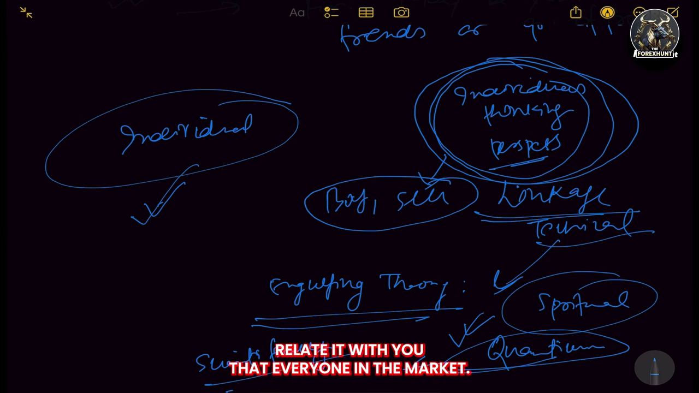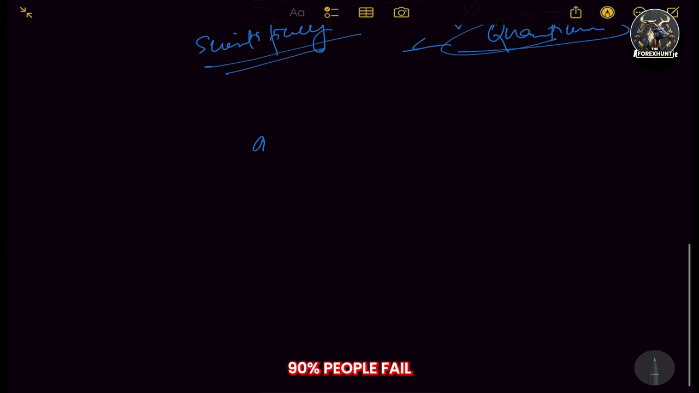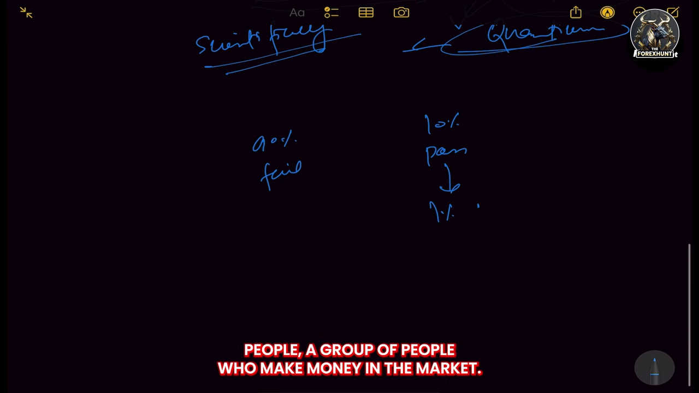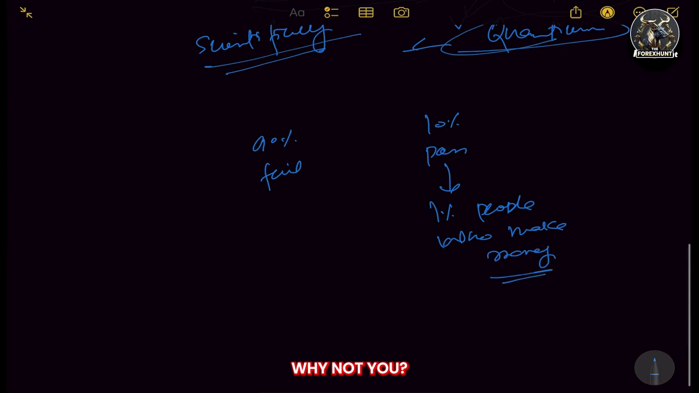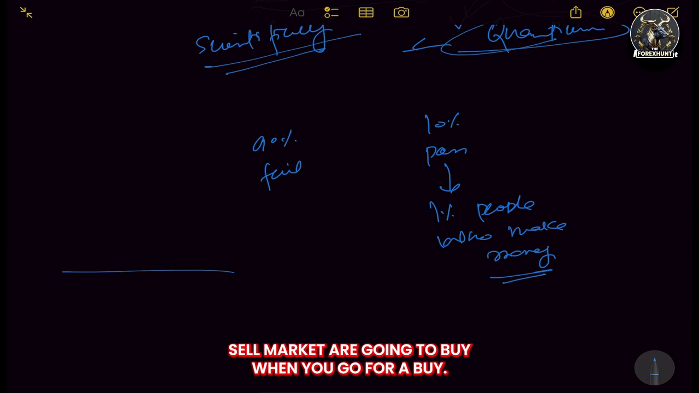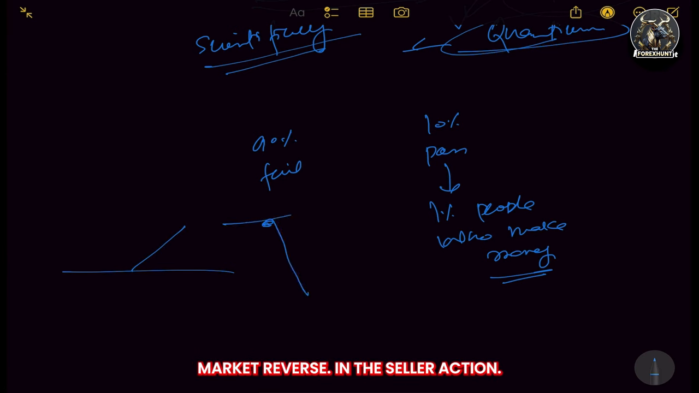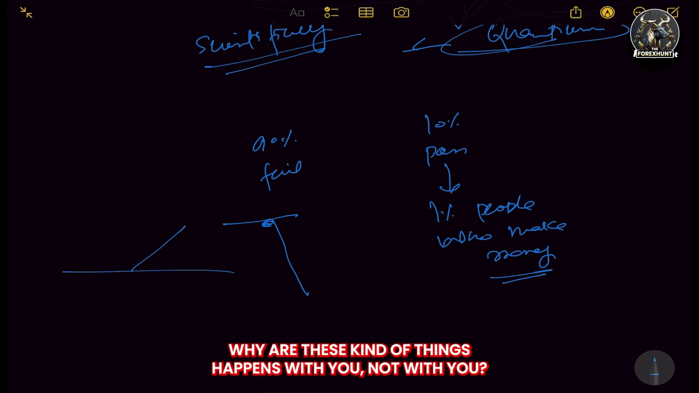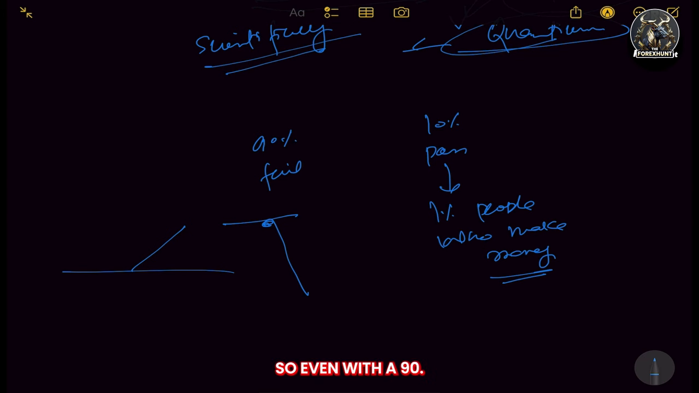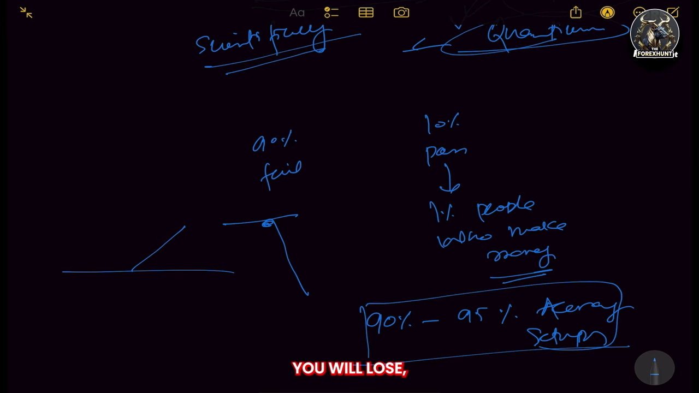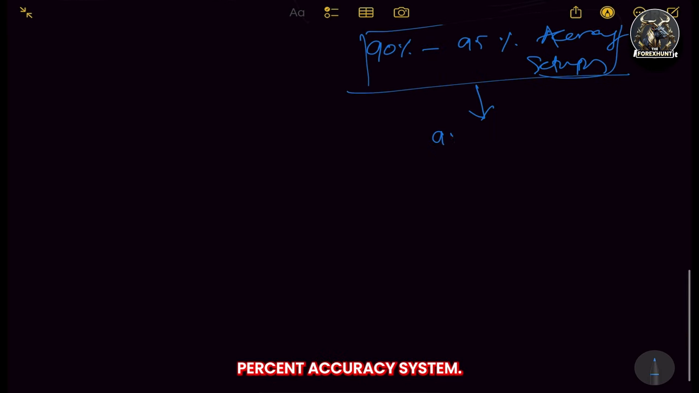You can also relate it to yourself: in the market, 90% of people fail and only 10% pass. And within the 10%, only 1% are the group of people who make money in the market. Why not you? Why does it happen that when you enter the market in a sell, the market goes in a buy? When you go for a buy, the market reverses in the sell direction. Why do these kinds of things happen with you? Not only with you, but with the 90% of the people investing in the forex industry. So even with 90 to 95% accuracy setups, you will lose.